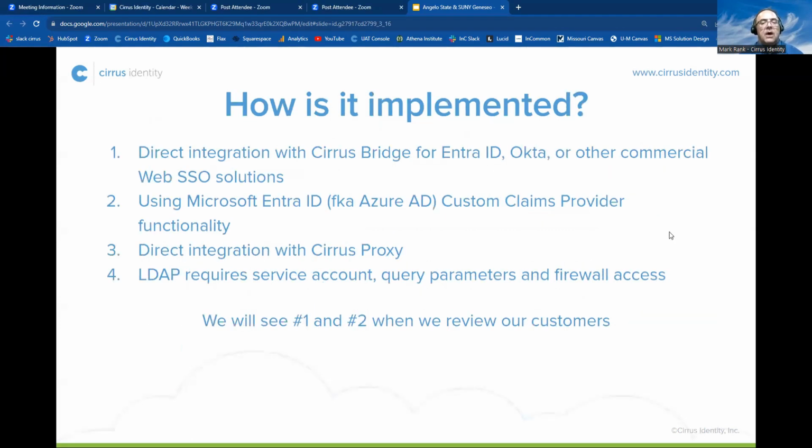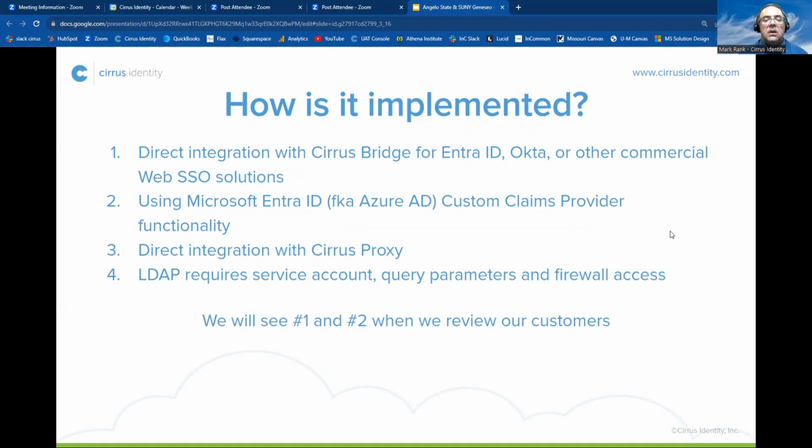Karen, if you want to move on to the next slide. How it is implemented. So there are multiple ways it can be integrated. It can be directly integrated with the Cirrus bridge for Entra ID, Okta, or the other commercial web SSO solutions.